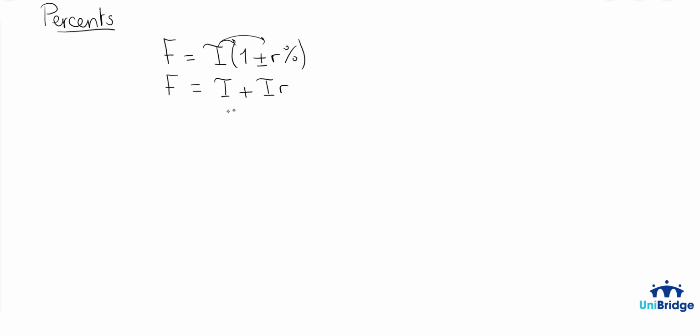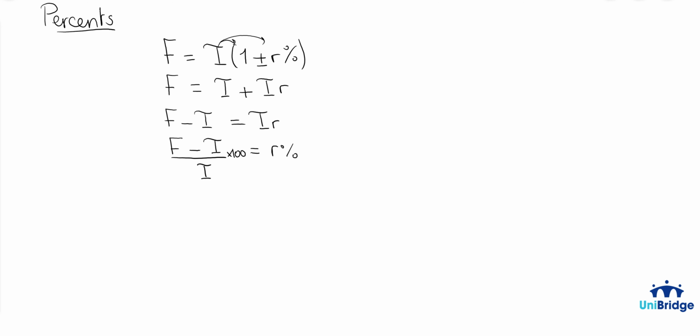equal F. And I want to solve for R, so F minus I is going to be IR, the initial multiplied by the rate. And if you want the R alone, then this is going to be final minus initial over initial. And if you want it as a percent, you just multiply it by 100.